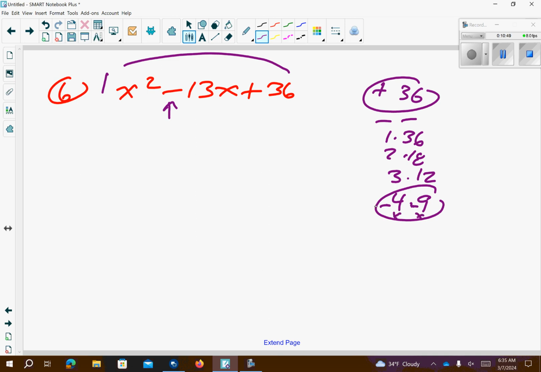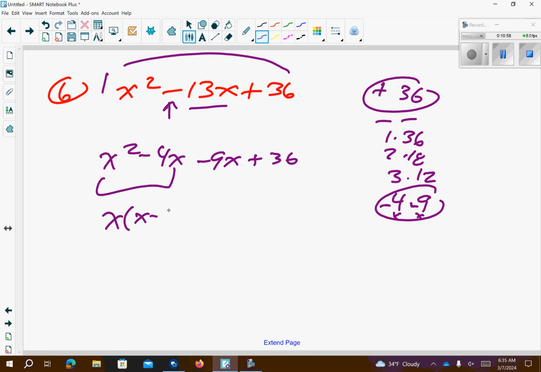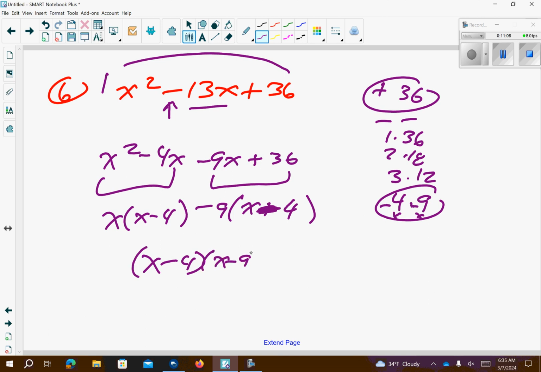Don't forget the x's. Plug that in here. So I'm going to get x squared minus 4x minus 9x plus 36. I have an x in common here. Bring a negative down. Factor a 9 out. That's a minus 4. So x minus 4 and x minus 9.